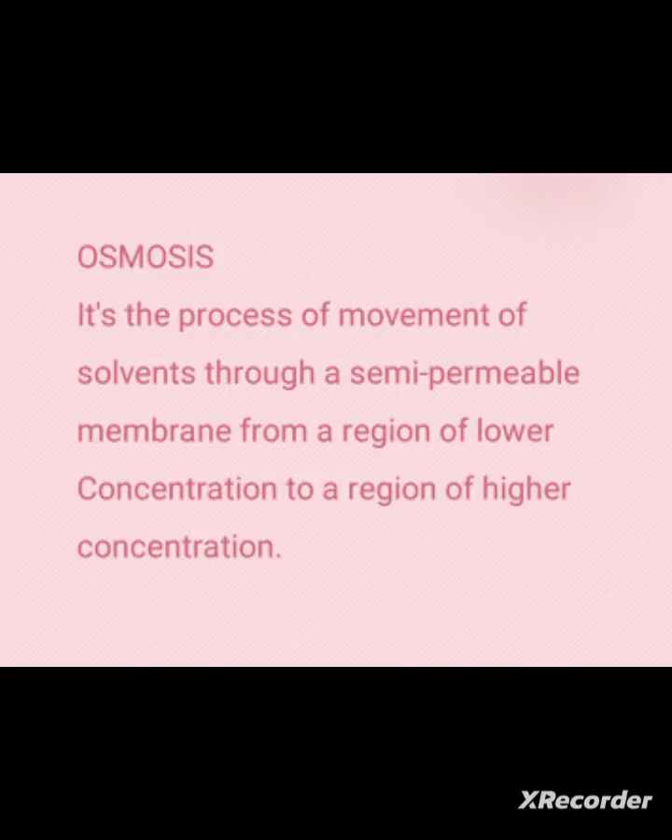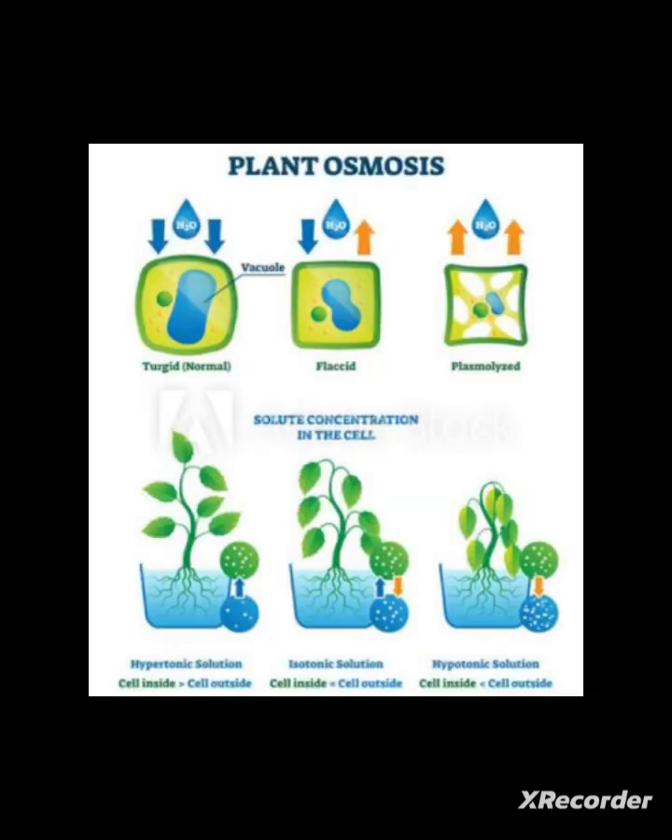So now what is osmosis? Osmosis is the process of movement of solvents through a semi-permeable membrane from a region of low solute concentration to a region of high solute concentration. But in contrast, diffusion is a process in which there is movement of molecules from a region of higher concentration to a region of lower concentration, and also there is no need for any semi-permeable membrane in the diffusion process.